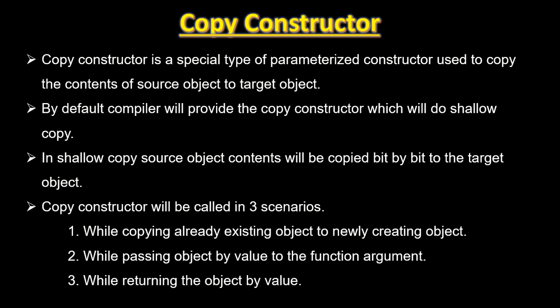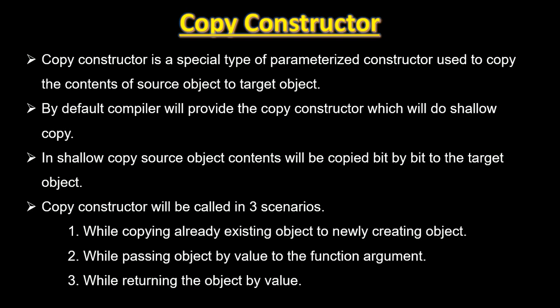In previous sessions, we have discussed the zero argument constructor and the parameterized constructor. The zero argument constructor will be provided by the compiler. In the same way, the special type of parameterized constructor, that is the copy constructor, will also be provided by the compiler. The compiler provided copy constructor will do the shallow copy.